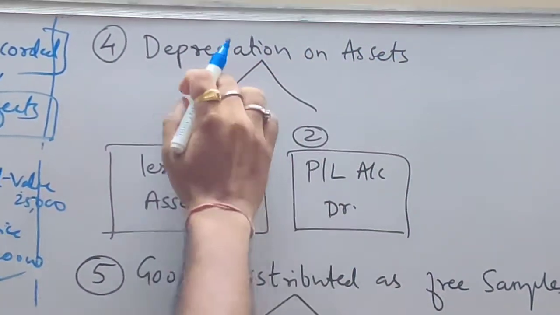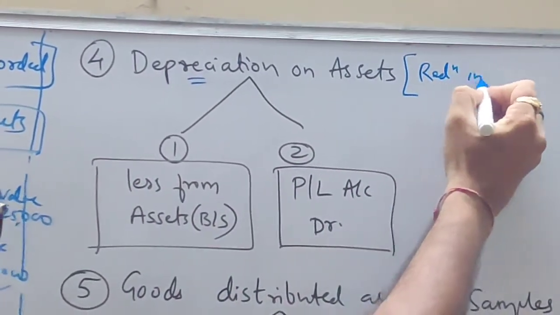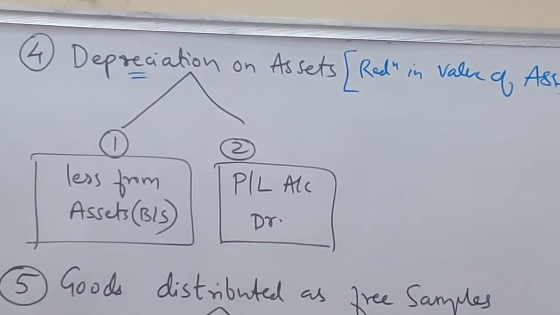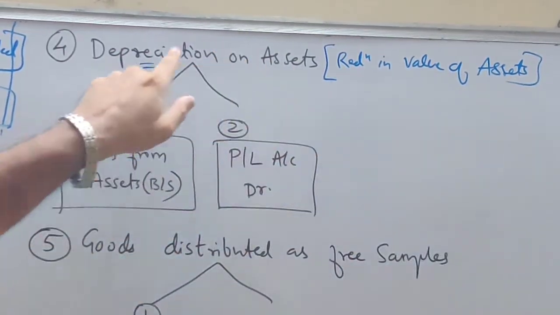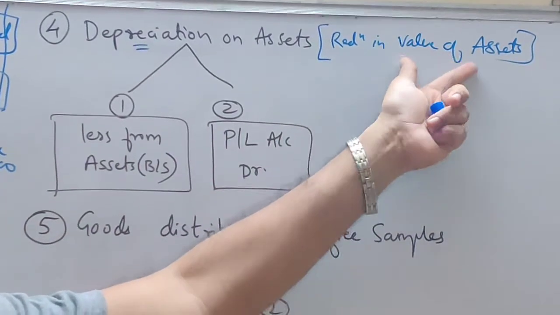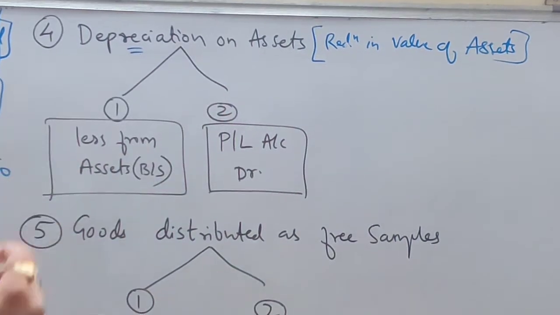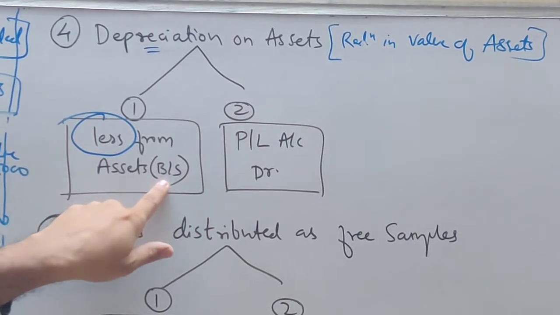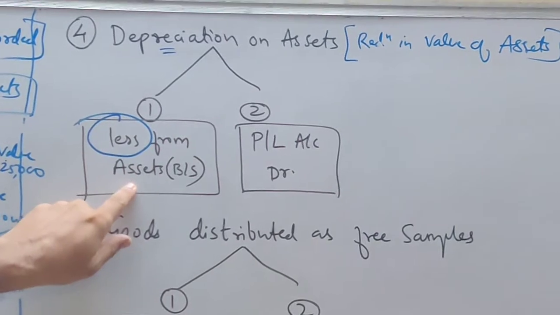Depreciation on asset. You know what we mean by depreciation? Depreciation means reduction in value of assets. So whenever the value of an asset decreases or falls, we call it depreciation. So as the meaning says, what will you do with the value of the asset? You have to reduce it. So minus, less from asset. And less from asset means it will go in the balance sheet. First effect is in the balance sheet, minus from asset.